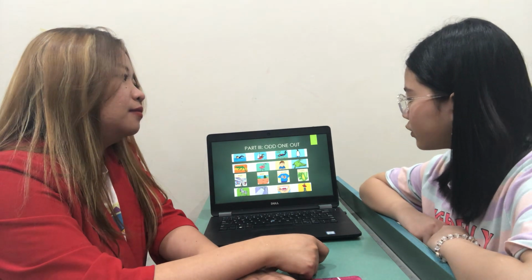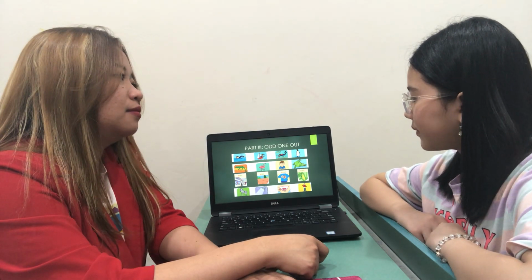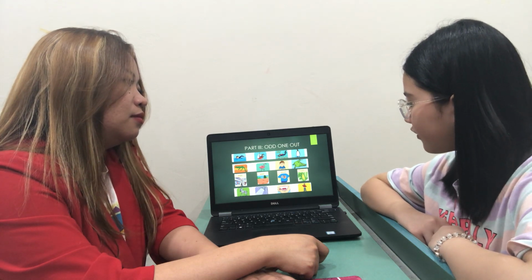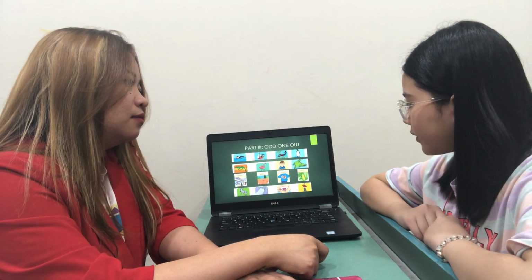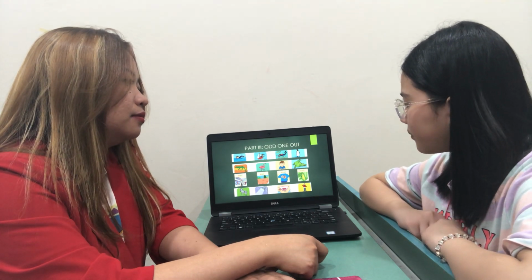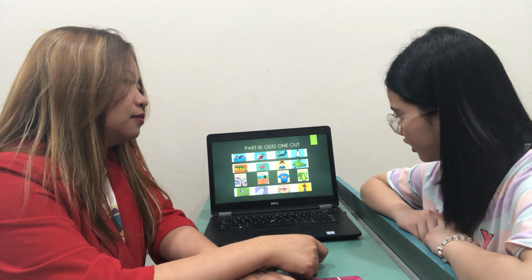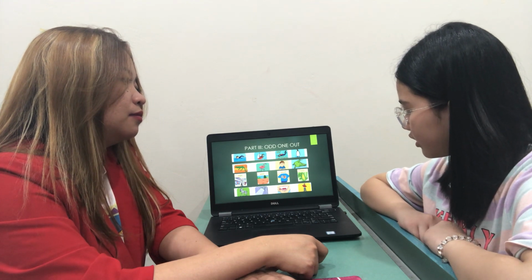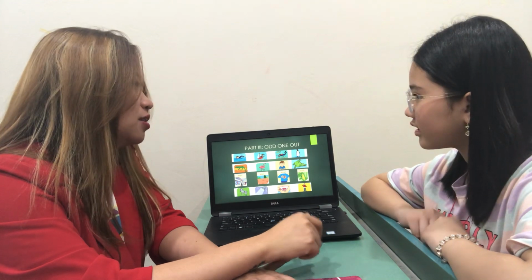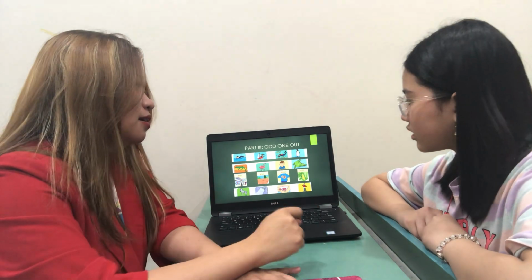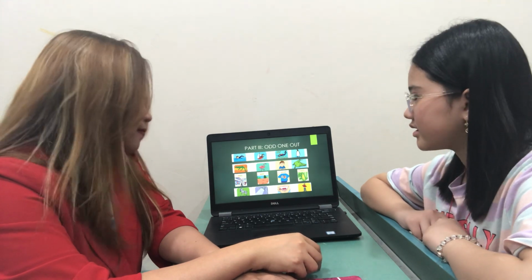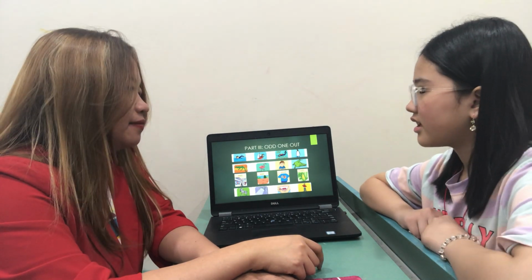It is picture 3 because picture 1, picture 2, and picture 4 are animals, but picture 3 is a boy. Okay, it's a boy. What is his feeling? He is angry. Angry.